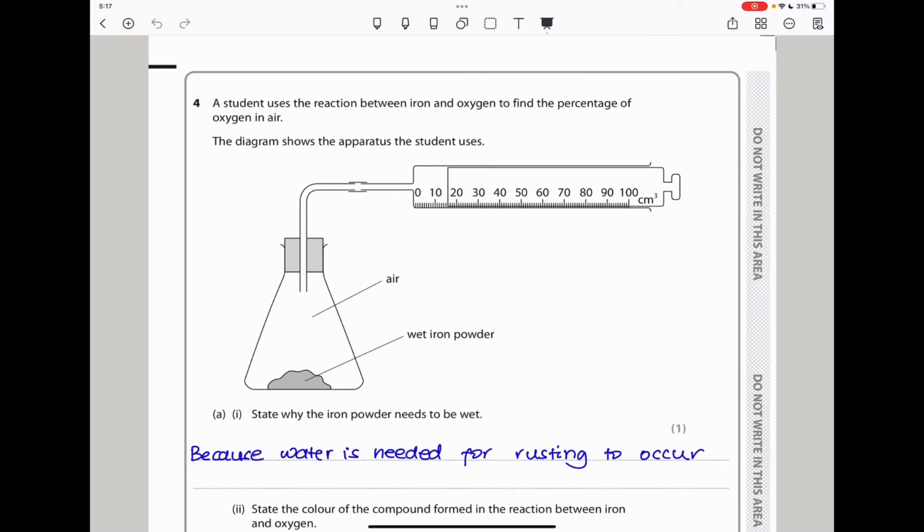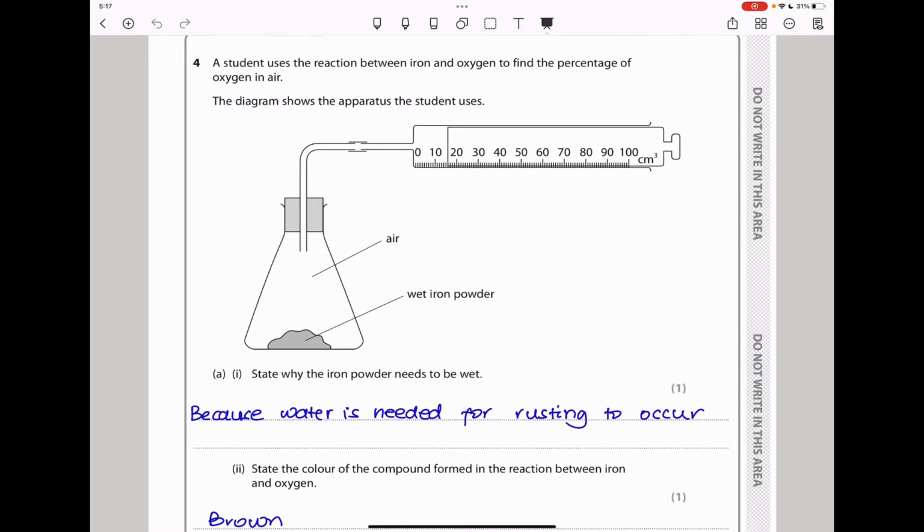Question 4 says, a student uses the reaction between iron and oxygen to find the percentage of oxygen in air. The diagram shows the apparatus the student uses. So here we can see there is a flask, there is wet iron powder, and there is air. They are using powder to ensure that the surface area for this reaction is really large. And then we can see the oxygen, the air, which is in here as well.